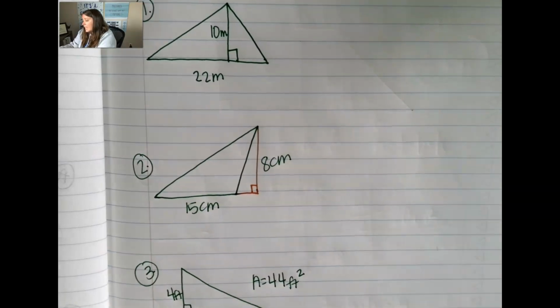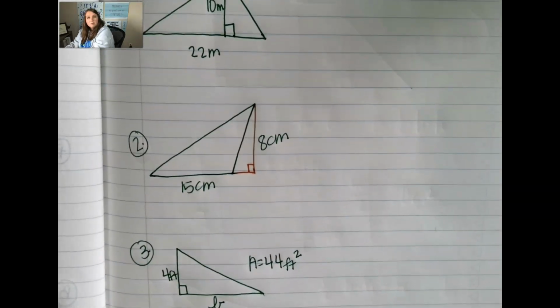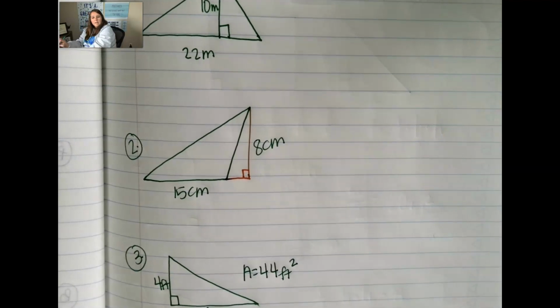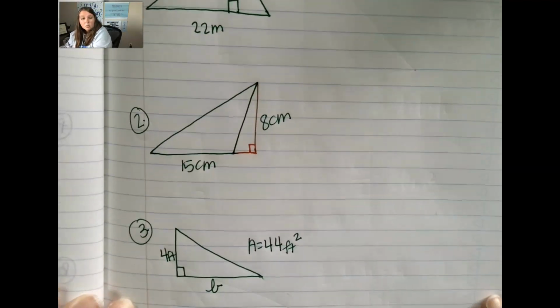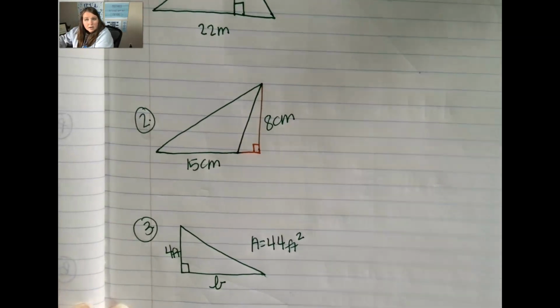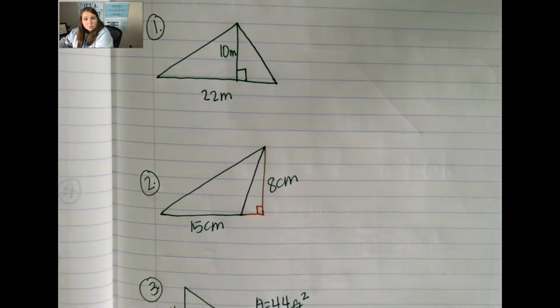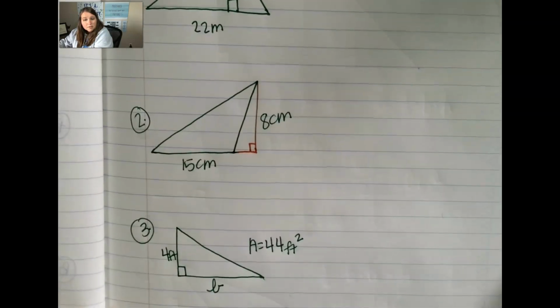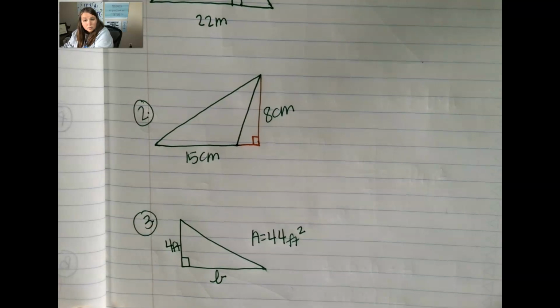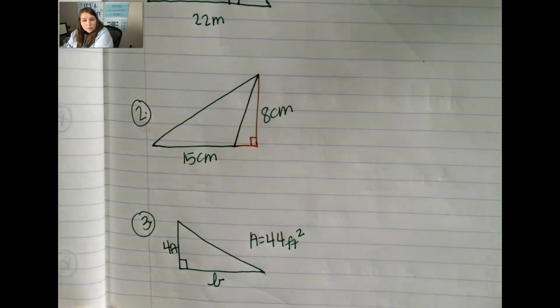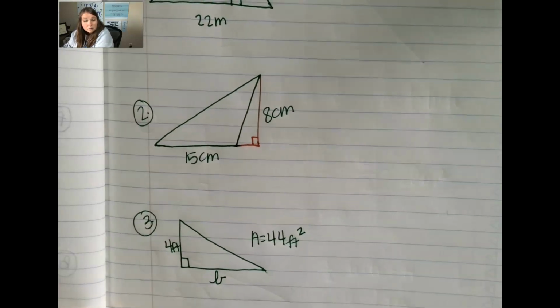Okay, go ahead and hit pause right now so you don't hear me solving. And then when you are ready, come on back and hit play so you can check your level of understanding. So the first one, you have 10 and 22, 8 and 15, and then 4 feet times base equals area of 44. So you're solving for the missing variable.